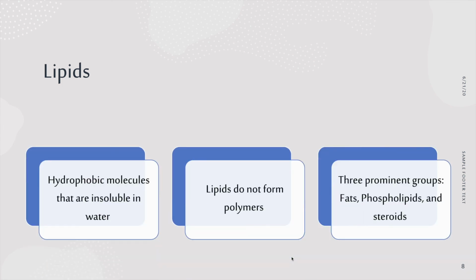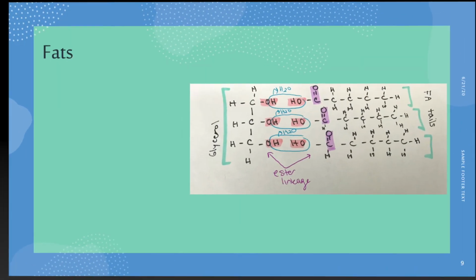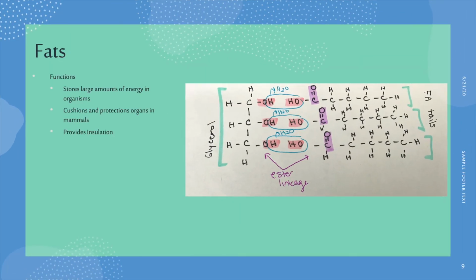Lipids are hydrophobic molecules that are insoluble in water. Lipids do not form polymers. There are three prominent groups of lipids: fats, phospholipids, and steroids. Fats store large amounts of energy in organisms. 1 gram of fat stores 3 times as much energy as 1 gram of polysaccharide. This is due to more high-energy hydrocarbon bonds in fats than carbohydrates. Fats also function in cushioning and protecting organs in mammals.